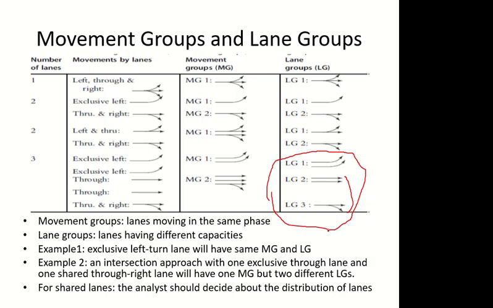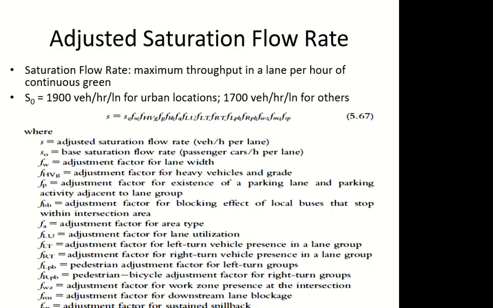Okay, so this is the difference, but lane group is more important for us. Our signal design is on the basis of lane groups. Movement group is something which can help you in designing the signal or imagining the geometry of the intersection and so on and so forth. But the main thing for us is the lane groups, because we are playing with the capacity.